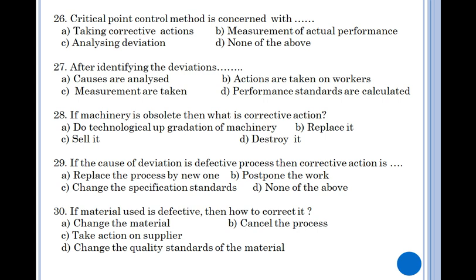Next, 30. If material used is defective, then how to correct it? We have four options. A, change the material. B, cancel the process. C, take action on supplier. And D, change the quality standards of the material. If the material is defective, then we can change the quality standards of the material. So the answer is option D.